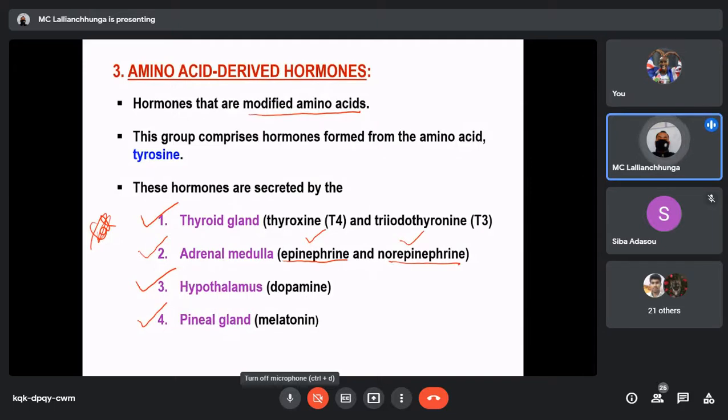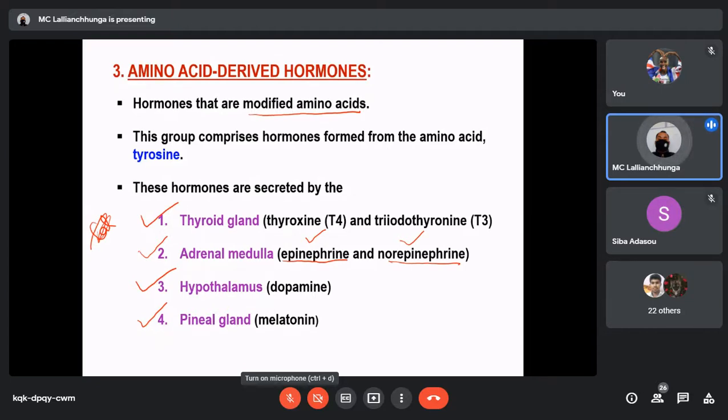It is in the brain. Okay. So these are the amino acid derived hormones. Tyrosine is there. But some others, the chemical structure components are there. They are different from the steroid hormones, and they are different from the peptide hormones also.